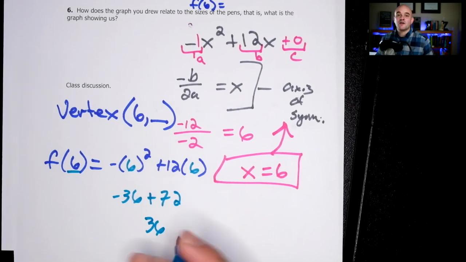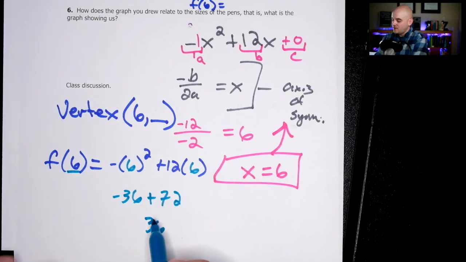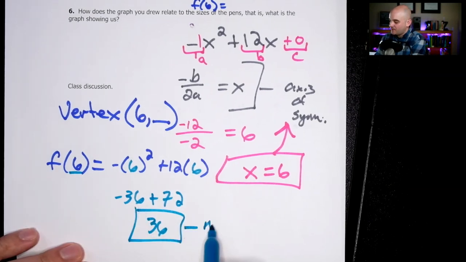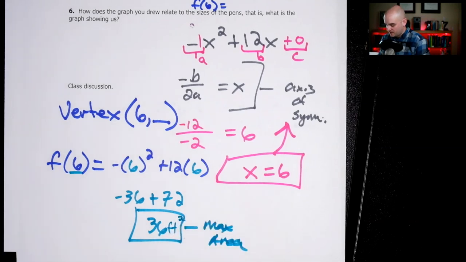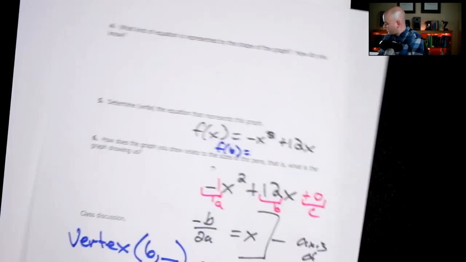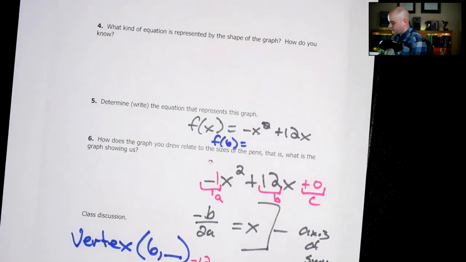Remember, my y values are representing area. This is my max area. And because I also like to teach physics, always put your units in there, so we get 36 feet squared. All right, let's see what other questions we have on this.